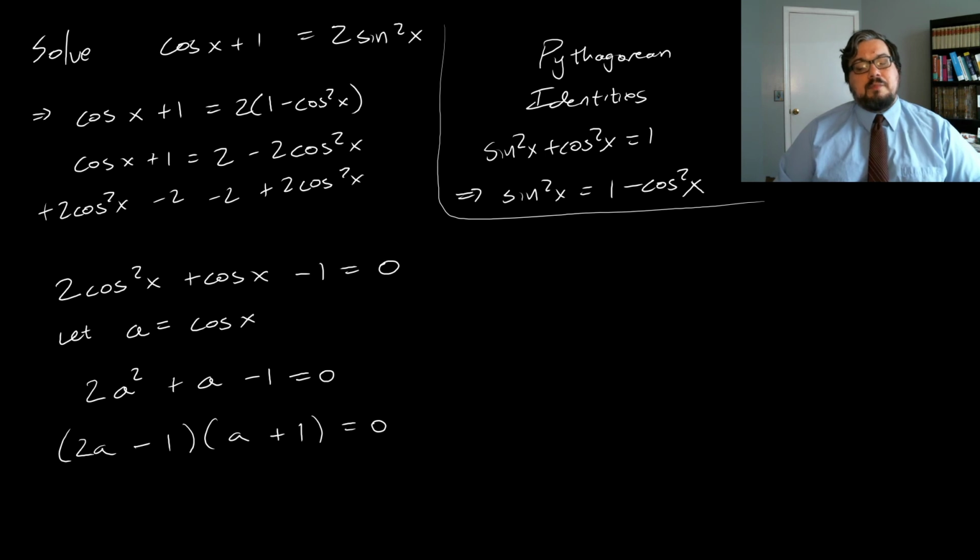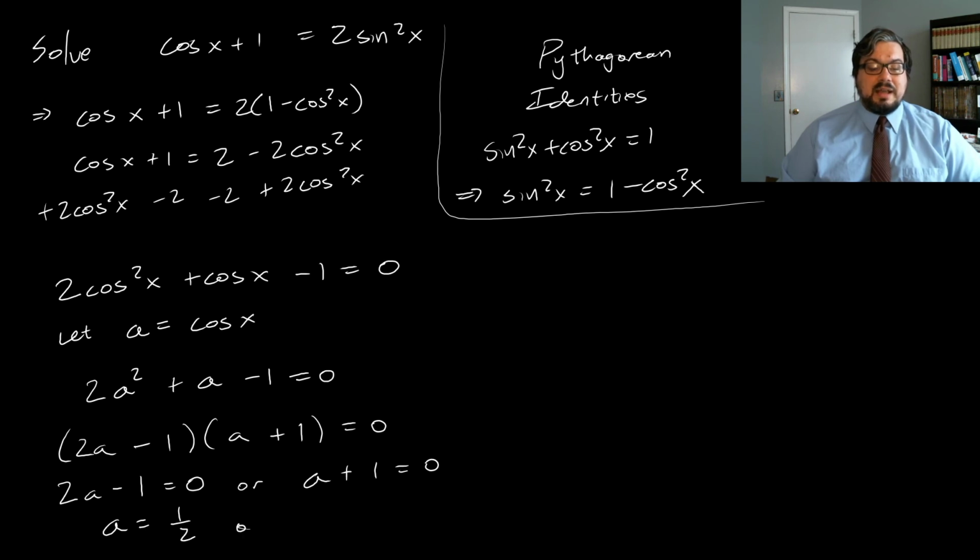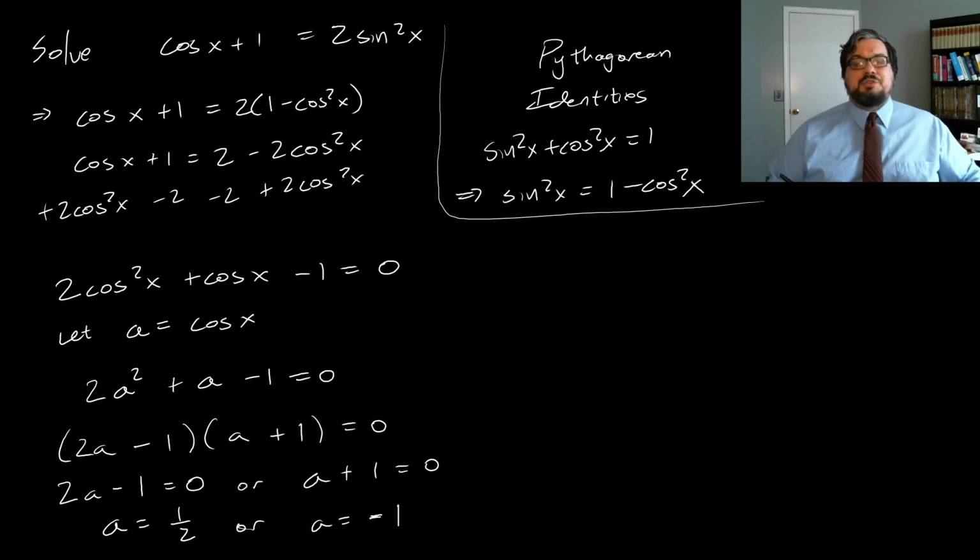Now we have a product of 2 expressions equals 0. The zero factor theorem tells us that that means that either the first factor equals 0 or the second factor equals 0. So solving for a in each of these cases, we get that a is equal to 1/2 or a is equal to negative 1. All right, this is all great, but now we need to come back to working with x because that's the variable that we're trying to solve for.